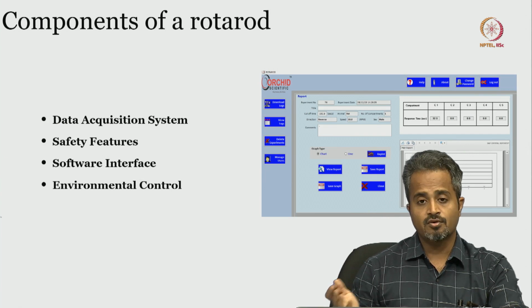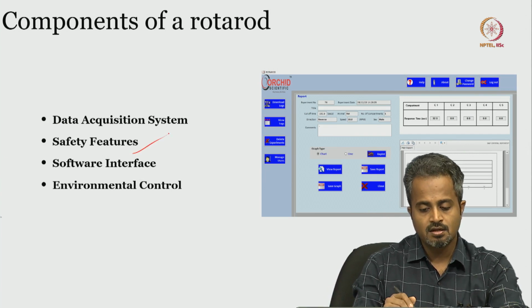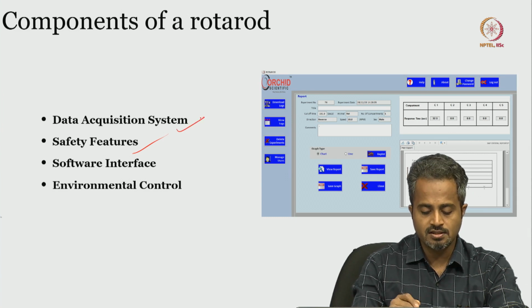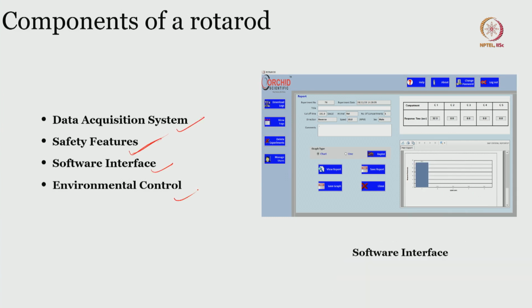So obviously when it comes to the software interface, there are safety features. Grossly the components will have a data acquisition system, safety features, a software interface, and of course environmental control. This is a very good software interface that is available to play around with multiple parameters that I just said, whether it be the rotating speed or the texture, or the time taken for the entire trial. All that can be noticed, and even when it falls, this system automatically picks up the time that the rat has fallen in each compartment that is available on the Rotarod.